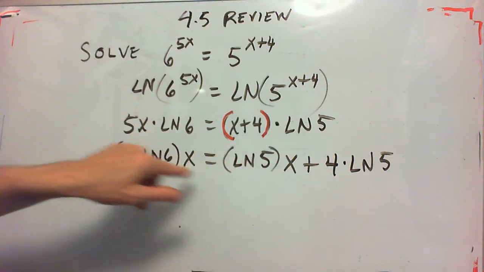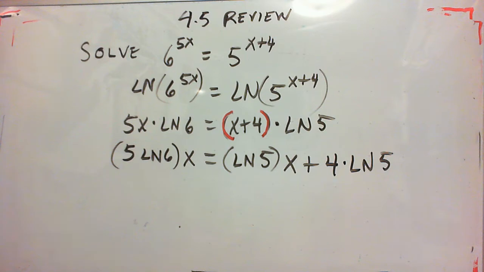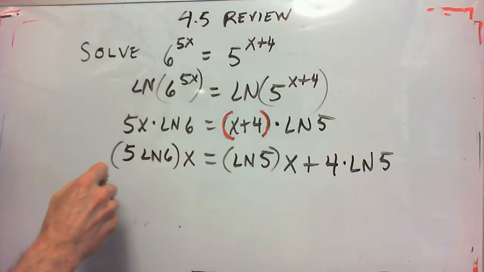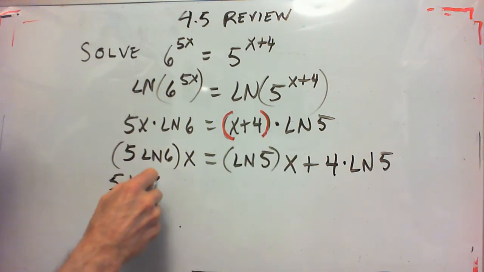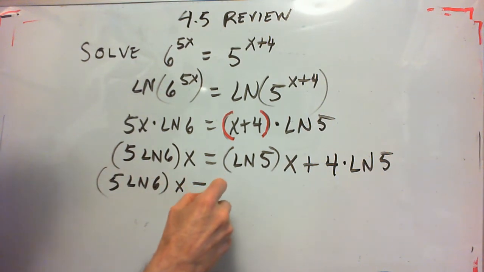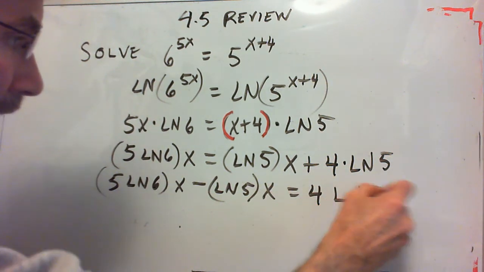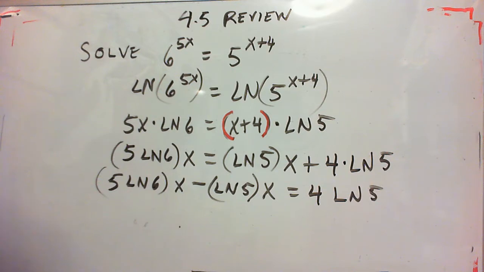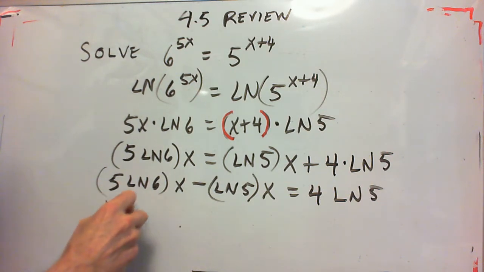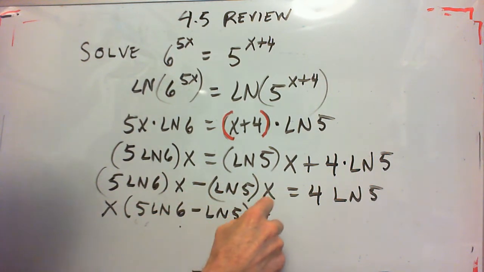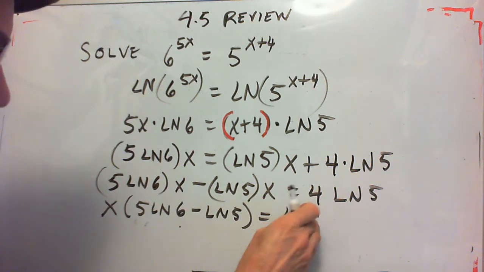Now it's a matter of grouping the x terms. This is sort of like the problems in section 1.2 where you group the terms with your variable and factor the variable out. That's what we do here. We subtract that ln of 5 times x term from both sides. So we get 5 ln of 6 times x minus ln of 5 times x equals 4 ln of 5. Now you can factor that x out: x times 5 ln of 6 minus ln of 5 equals 4 ln of 5.